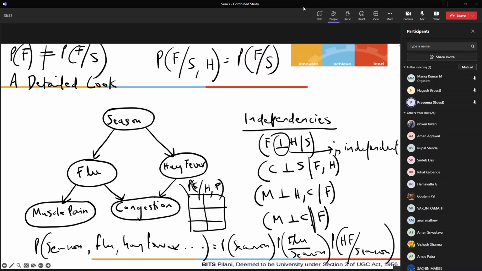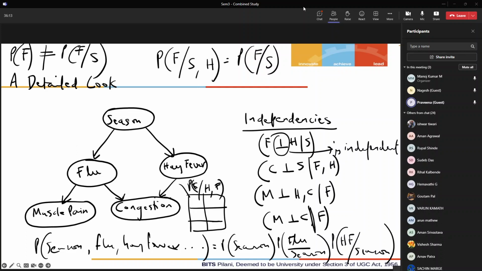So in probability, do we generally take it like that, or is this the method of taking in the PGM? I just want to understand. So in general probability, for example, how we would have written this, if we didn't have this diagram, is probability of season and flu, hay fever, muscle pain, congestion. Probability of all these parameters would have been equal to. Can you write it down? You will understand better.